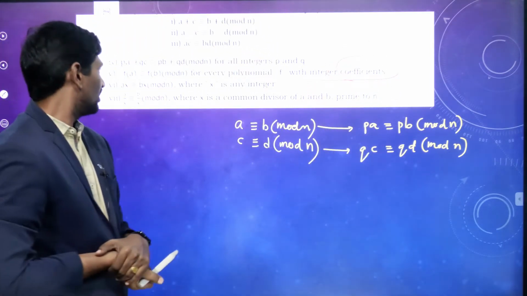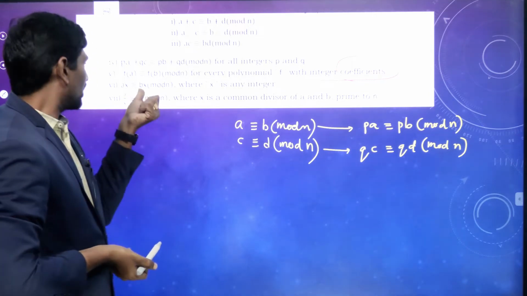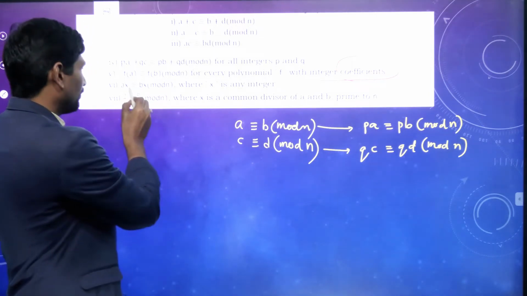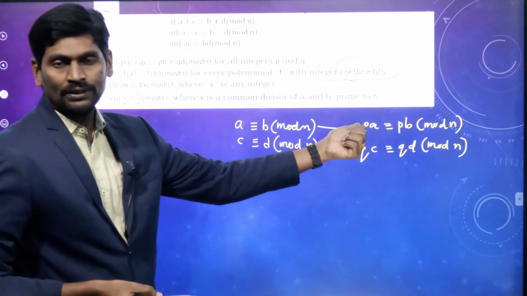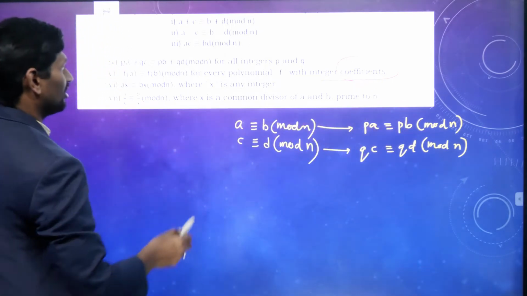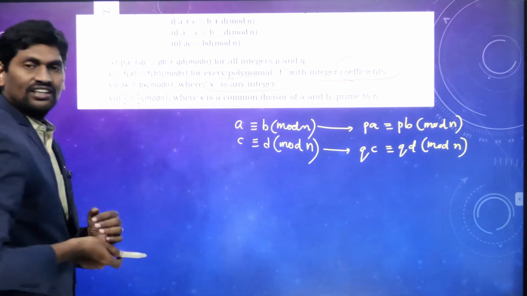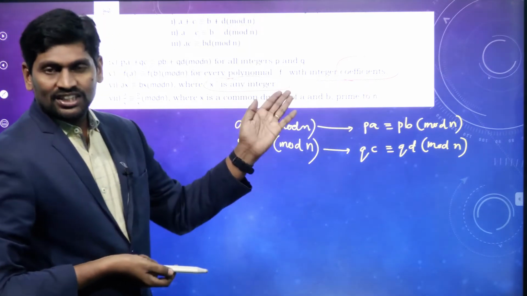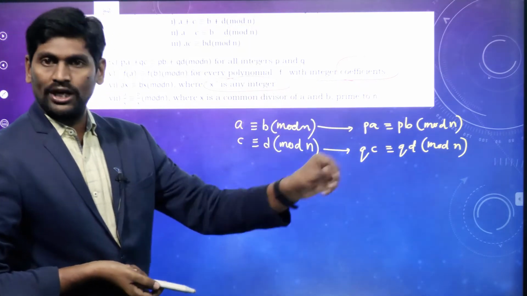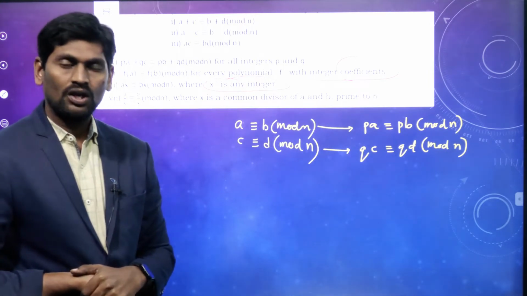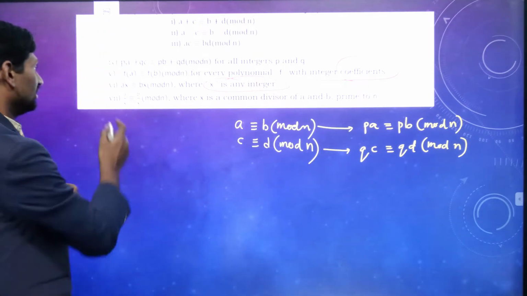Okay? Same way, A congruent to B modulo N, and I am multiplying with x. Like P, which can be any integer, here also x can be any integer. A into x is congruent to B into x modulo N. Okay? Same way, division.